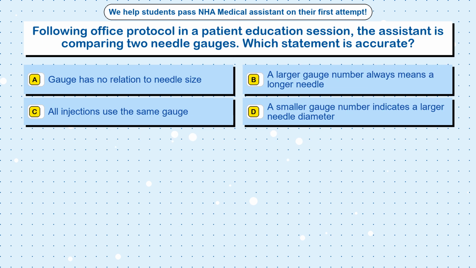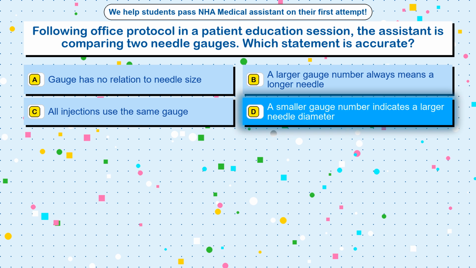Question 43. Following office protocol in a patient education session, the assistant is comparing two needle gauges. Which statement is accurate? Option A. Gauge has no relation to needle size. Option B. A larger gauge number always means a longer needle. Option C. All injections use the same gauge. Option D. A smaller gauge number indicates a larger needle diameter.